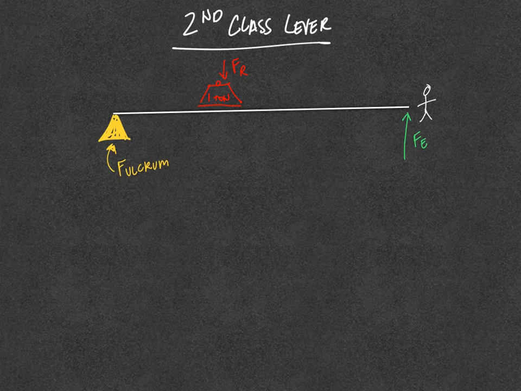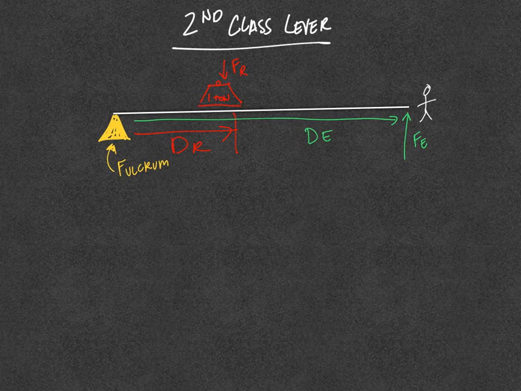In a second-class lever, we're going to have the fulcrum at one end, and then we're going to have the effort force on the opposite end from the fulcrum, all the way at the end. And then somewhere in between, we will have the force of resistance. Once again, our distances are measured from the fulcrum to the center of mass of the force of resistance, and then to the center of mass of the distance of effort.